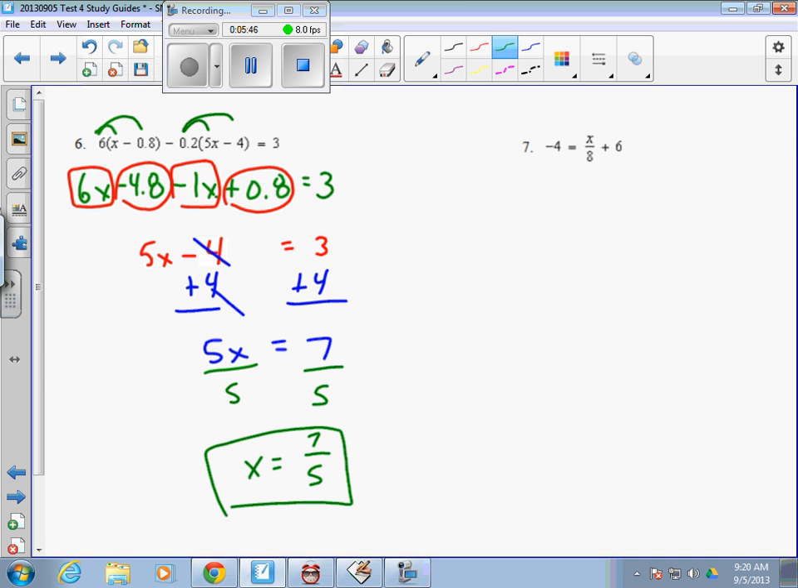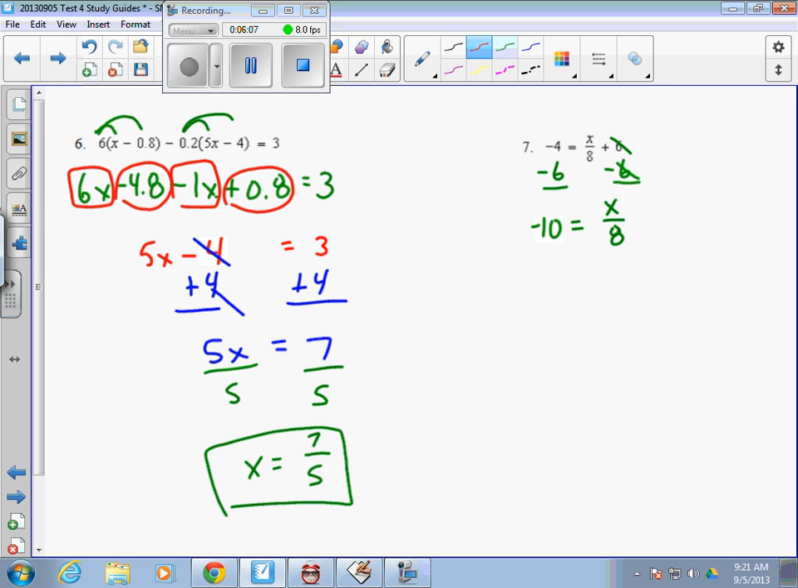Before we can undo divide by 8 on this next one, we have to get rid of plus 6 on the right. So subtract 6. If you subtract it from the right, do it from the left. Negative 4 minus 6 is negative 10. Equals, we still have x over 8, and this will cancel. So that says x over 8 or x divided by 8.